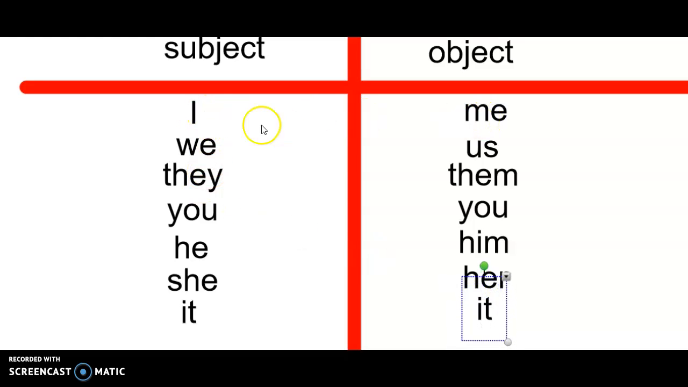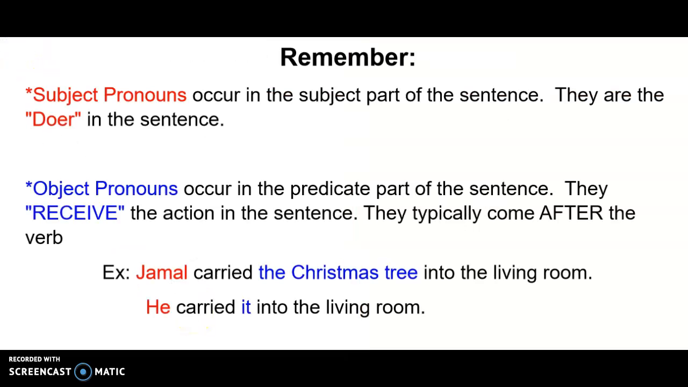Okay, so you should see this connection between them. All right, I, me, we, us, they, them, he, him, she, her, and then of course you have you and it, which are both subject and object. This is just a reminder about the definitions for subject and object pronouns, okay, which we just talked about. I want to show you this example down here at the bottom.